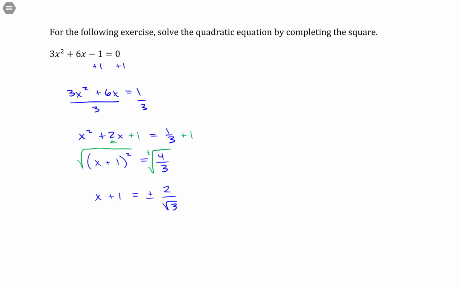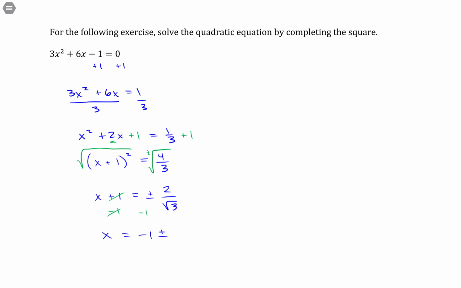Now the last step is to move the plus 1 to the other side. And that's as simple as just subtracting 1 from both sides. So if you subtract 1 here, subtract 1 there, we'll end up with x equals -1 plus or minus.